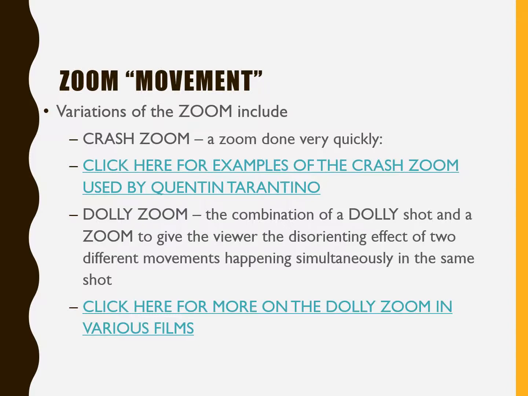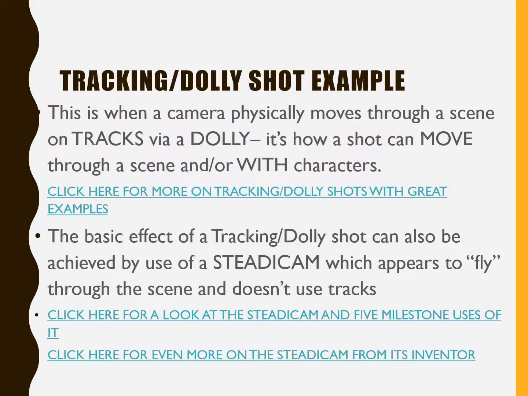A crash zoom is a zoom that's done super quickly. A dolly zoom is when you combine 2 kinds of movement, the zoom movement and then actually moving the camera physically to give this disorienting effect that we've seen in movies quite a bit, television shows. You want to click on there to see more of the dolly zoom and see exactly what I'm talking about.